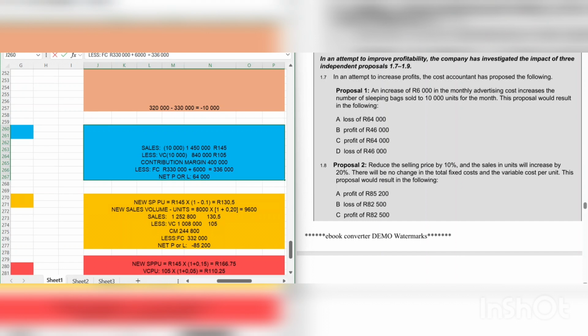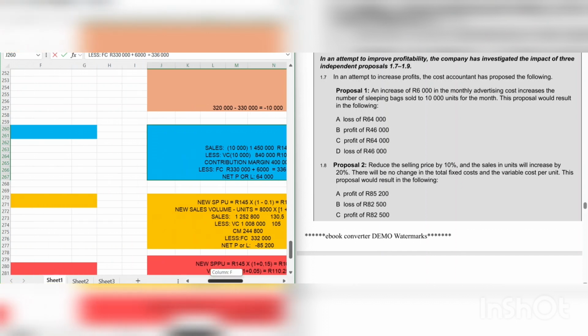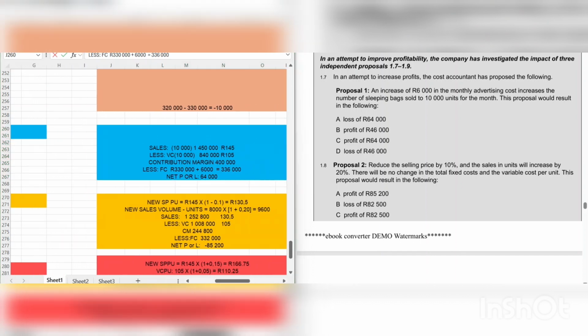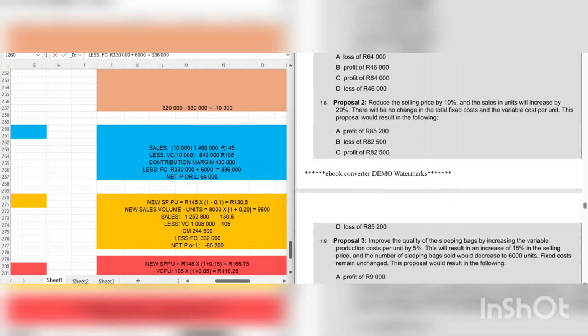Secondly, you have your new sales volume, which is your units. And again, you already have your units at 100%. You add in 20%. So 8,000 times 1 plus 0.20 gives you 9,600. Then just do your table again. And as you do your table, you'll find that this company for this one is at a loss of negative 85,200, which is answer choice D.